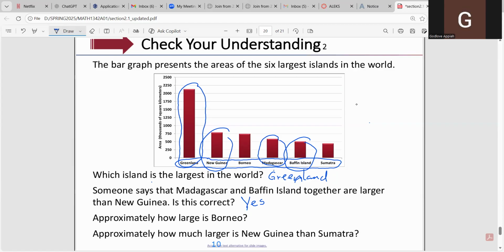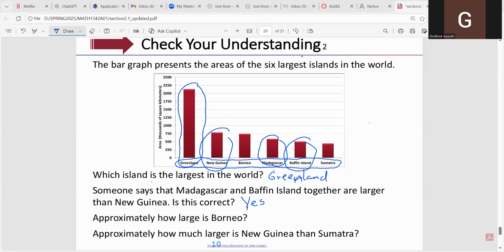approximately how large is Borneo Island? Can you guys type your answer in the chat? So Trip says 750,000. Stacy says 750. Isabella says 750. Nicole says 750. All right. So the answer is going to be 750,000 square kilometers.